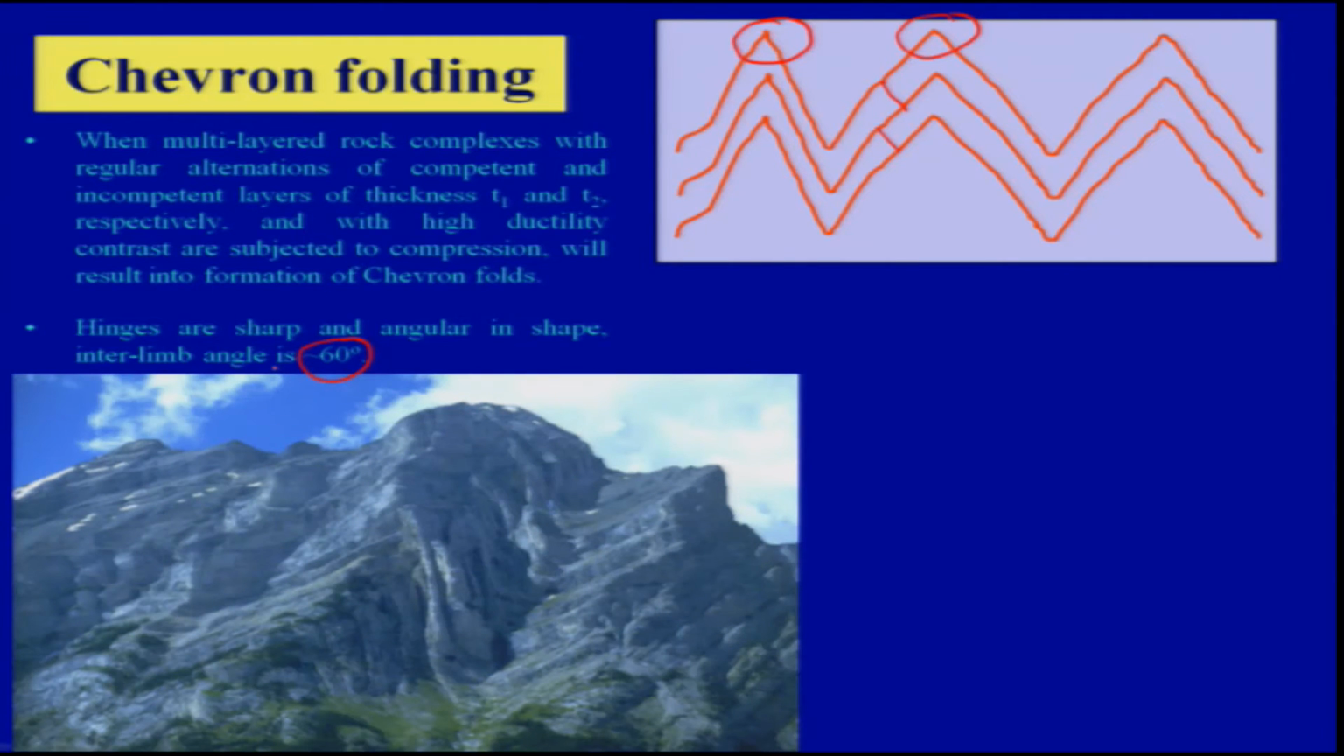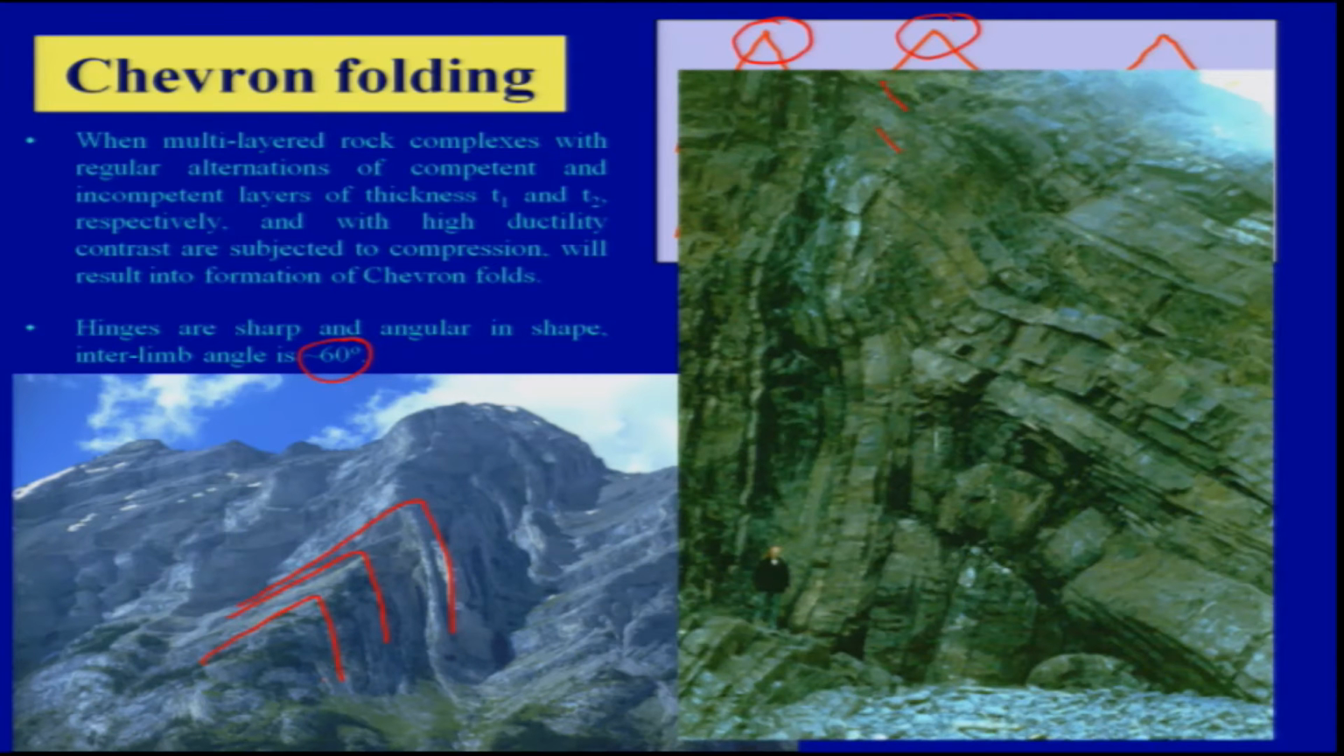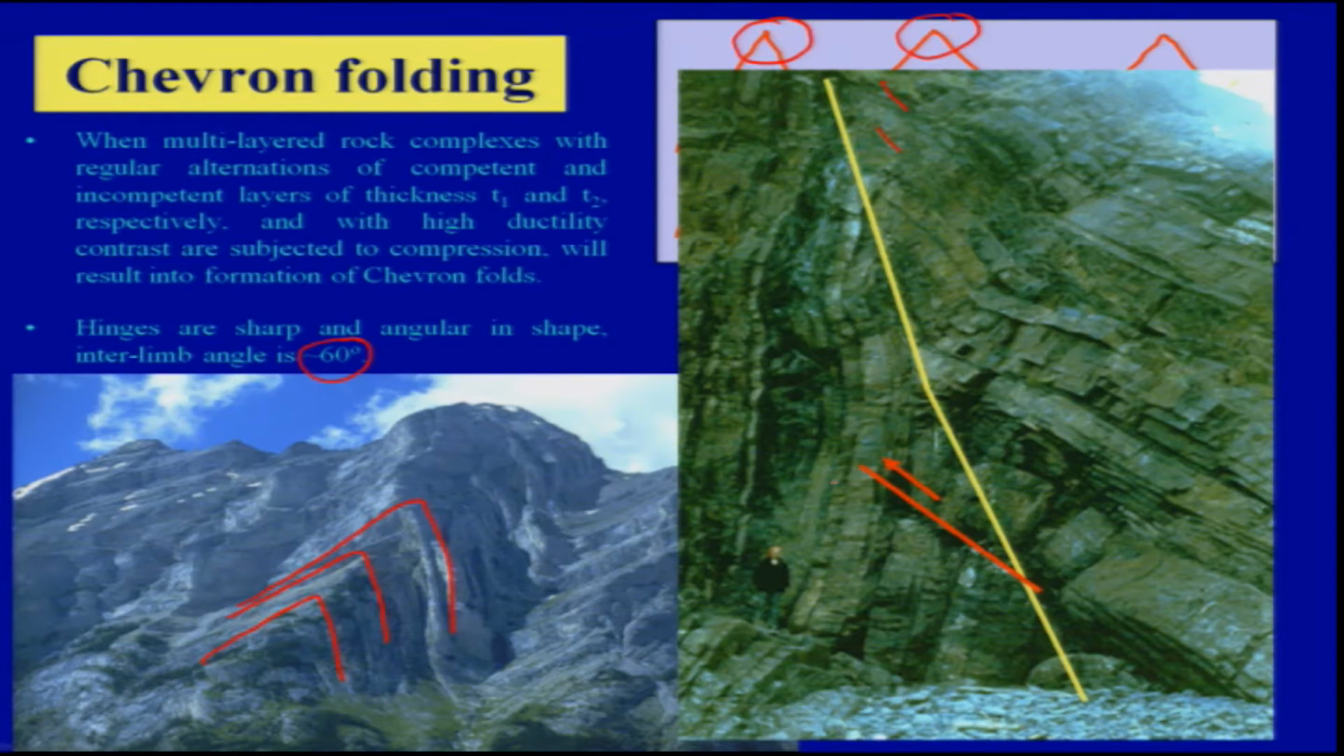So this is an example of the chevron folds. You can see these hinge lines are very sharp here. All of them are very sharp. This is another example, and here you can see this is slightly bent in the axial plane. And then there is some slide or displacement over here, what we call a fault. So this is an example of a chevron fold, and the previous one was a drag fold.